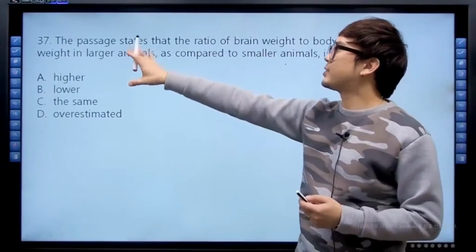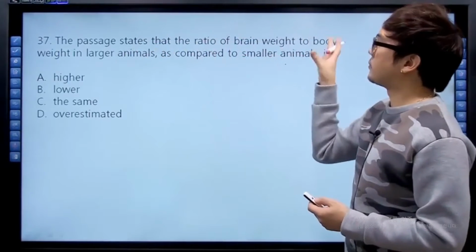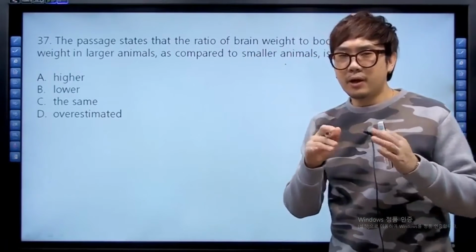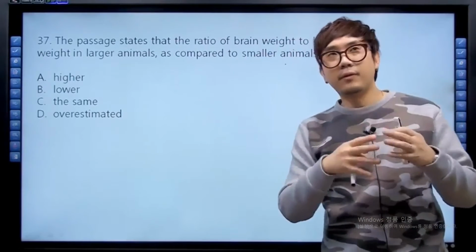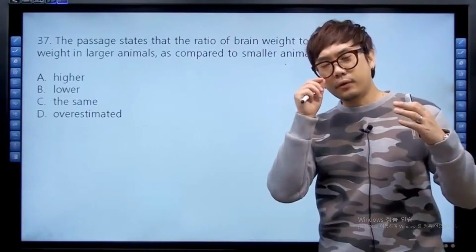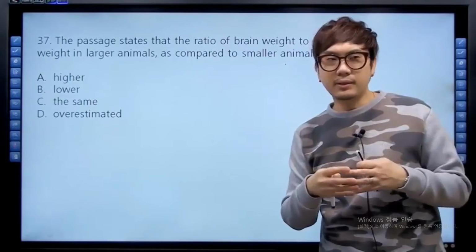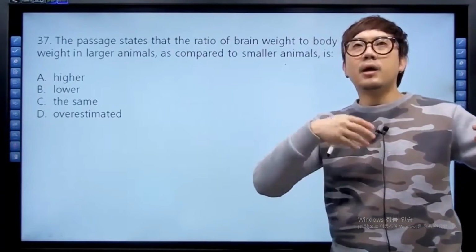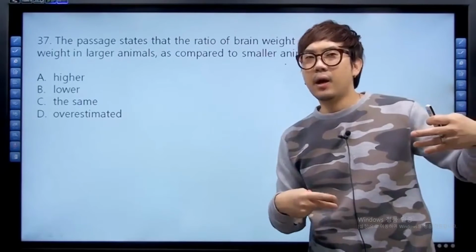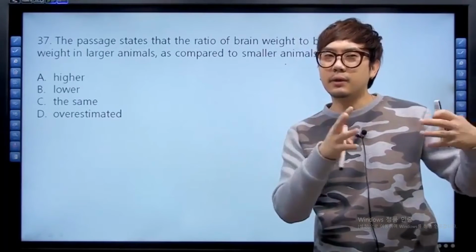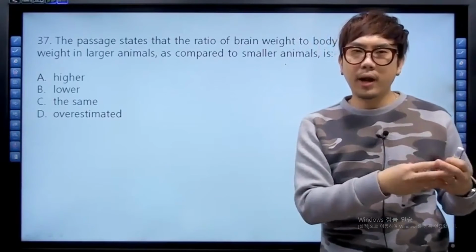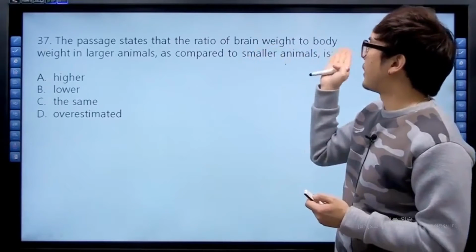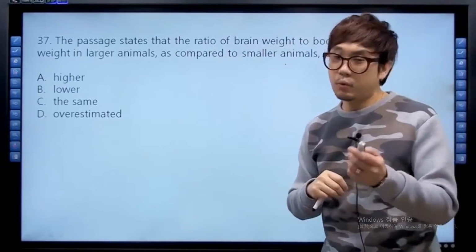Now, 37, the passage states that the ratio of brain weight to body weight in larger animals as compared to the smaller animals is what, right? That's what we want to find out. So, of course, if you think about elephants and if you think about rats, right? If you compare their body sizes and the ratio of their body sizes, elephants do have a very big brain compared to the rat's brain, right? But the ratio defines it as elephants having a much smaller brain than the rats do. So what are we saying there, right? So we'll have to read that part that says the brain weight to the weight of the larger animals. Where would you find that idea?